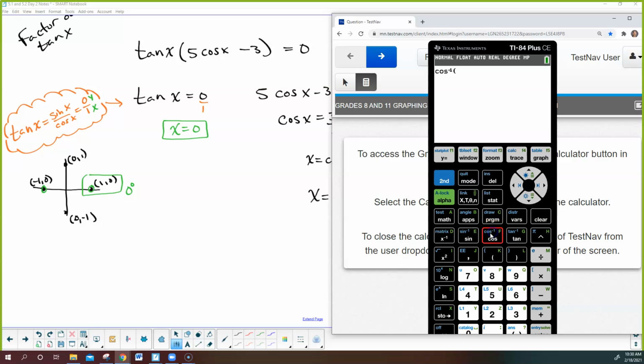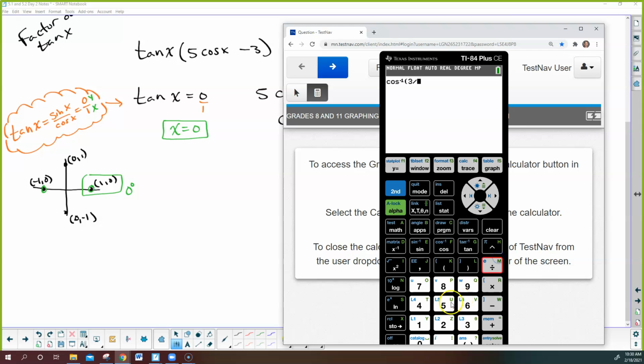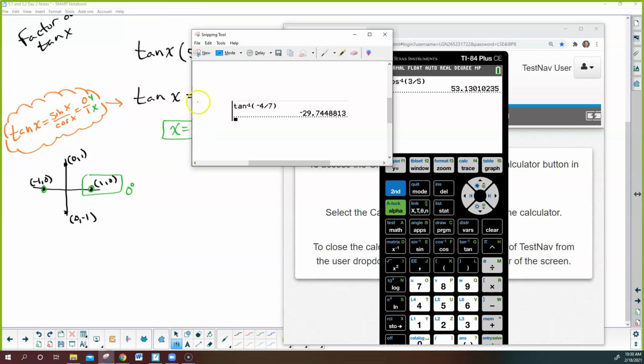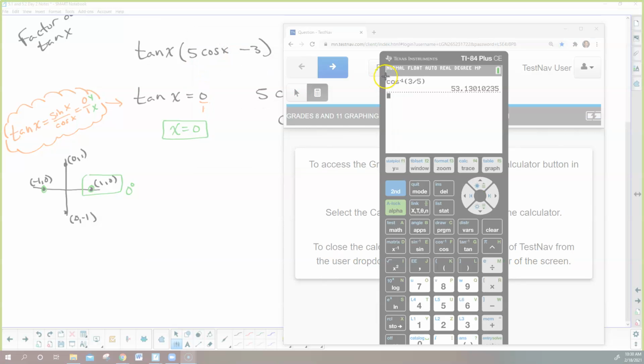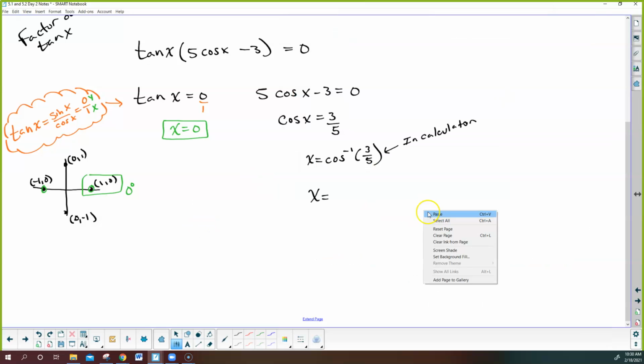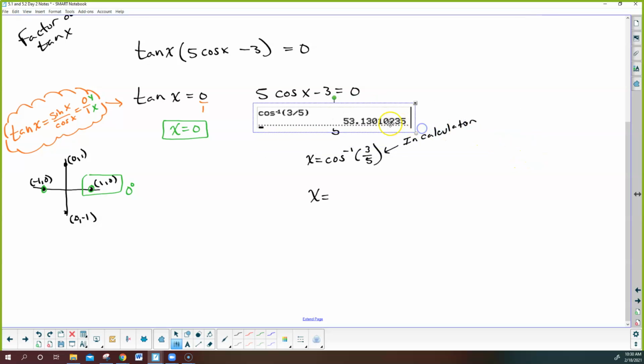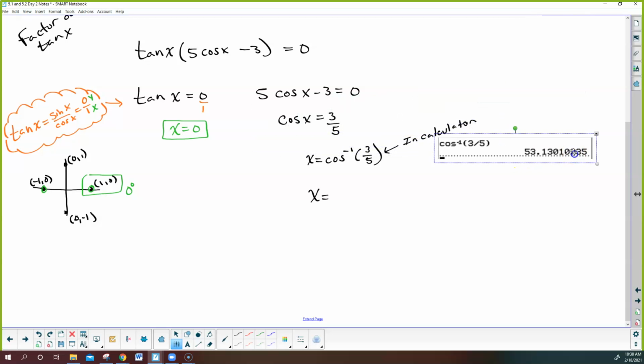So I'm going to go second cosine, and I wanted 3/5. So 3 divided by 5. Enter, and there's my answer in degrees. But as we know, we're not done. I know that's one of my answers. Round that to the nearest tenth. There's one of the answers.